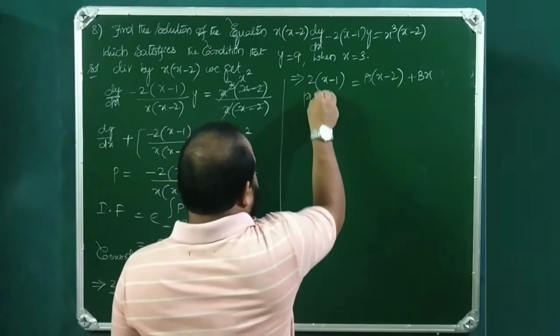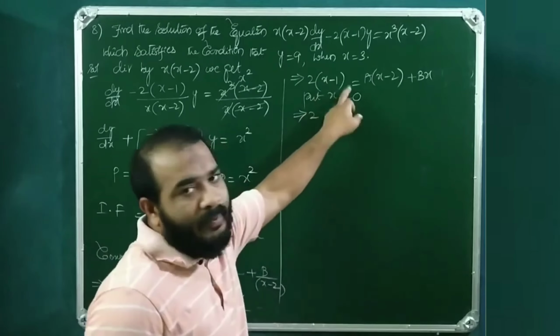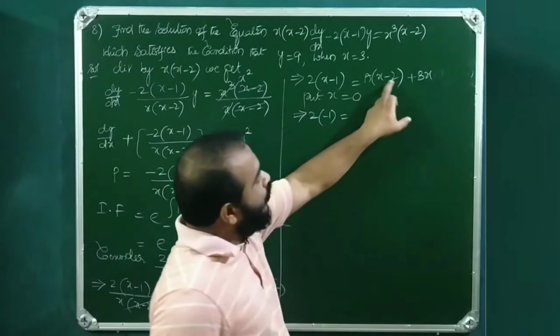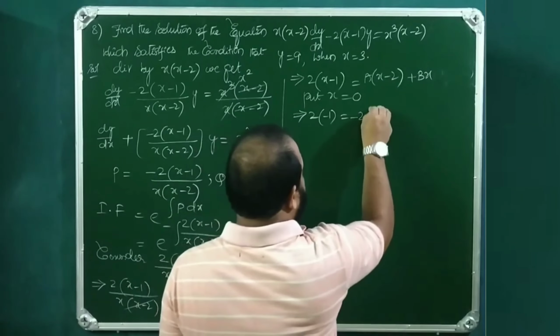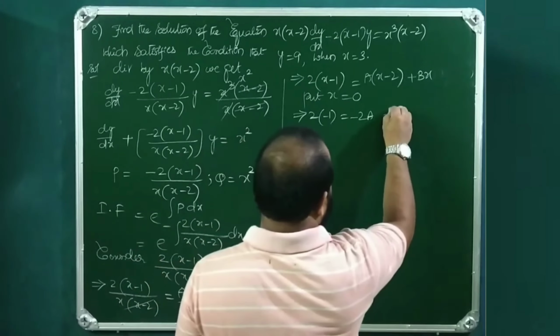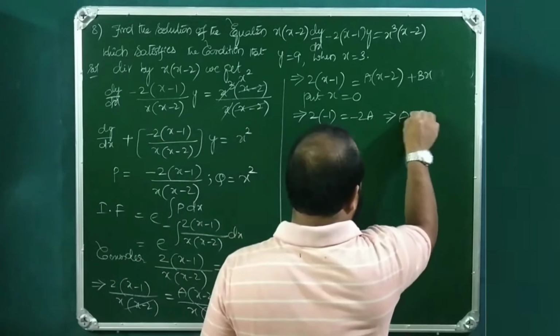Put x equals to 0. This is equals to 2 into 0 minus 1. So this is minus 1. This is 0 minus 2, so minus 2 into a, minus 2a. So b into 0, 0. So this is minus 2 equals to minus 2a. Therefore a equals to 1.